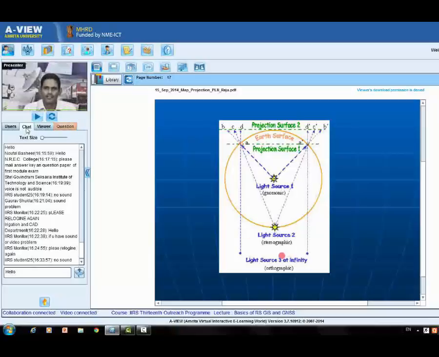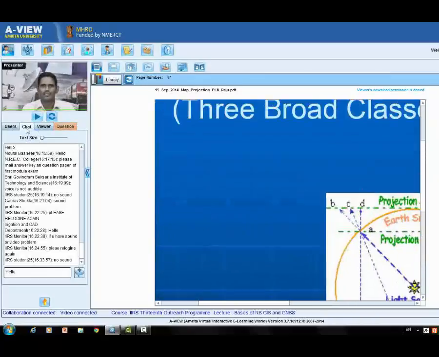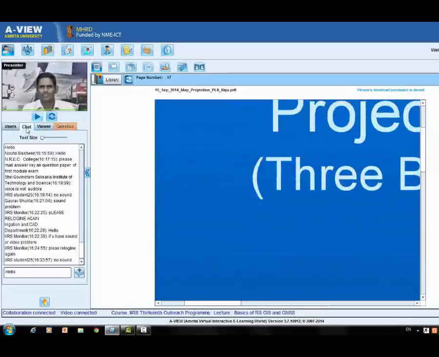Another is what you call stereographic. So another one is if you project it from the other side of the earth, that is called a stereographic projection. And if you project it from infinite distance, meaning you are projecting parallelly, that is called an orthographic projection. These are the three types of projections normally used.